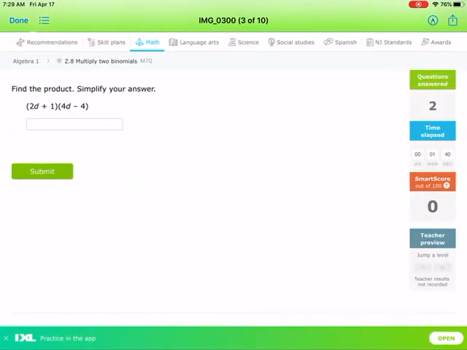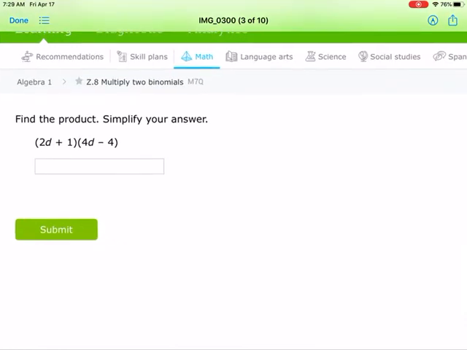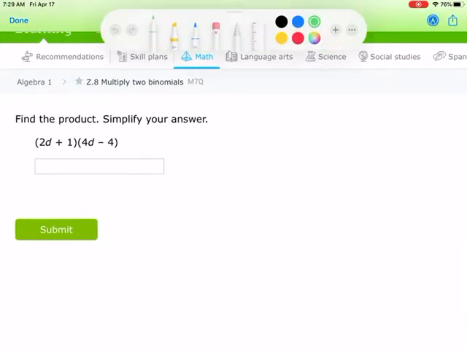And one more of these? Yeah, I guess one more. Multiply two binomials again. Alright, so yeah, hopefully this is getting redundant now. Distribute. So 2 times 4 is 8. D times d is d squared. 2d times negative 4 is negative 8d.